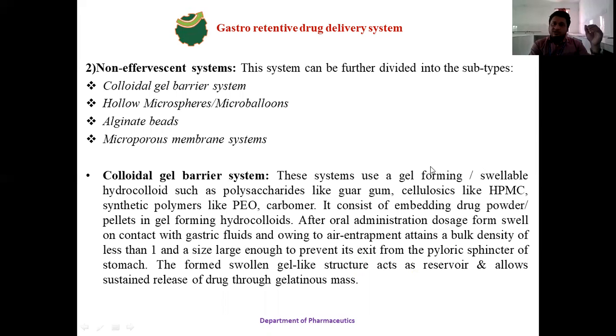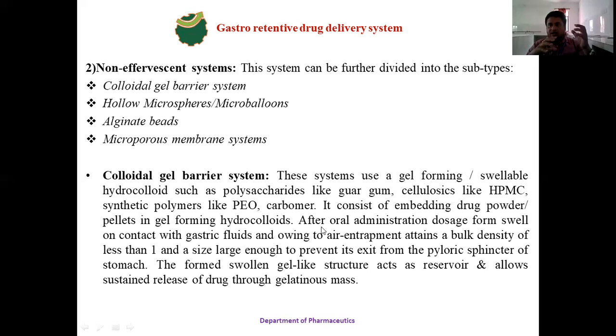Those systems normally use gel forming or swellable hydrocolloids. Examples are HPMC, chitosan, and carbomer. These are the various examples of those particular polymers, the polymers which will swell or form a gel. So gel forming polymers or swellable hydrocolloids. Now this type of system consists of embedding drug powder or pellets in gel forming hydrocolloids.